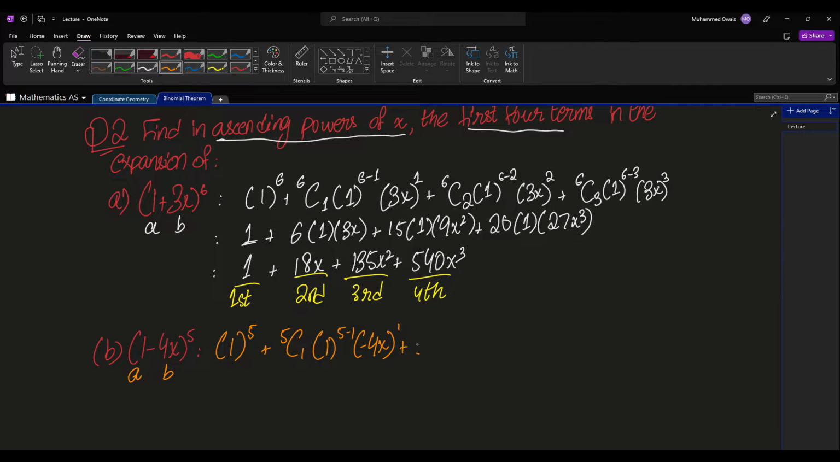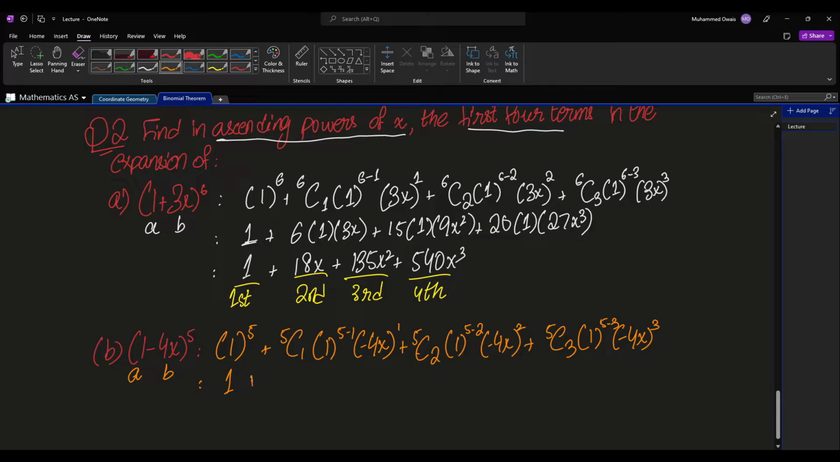Plus 5C2 into 1 to the power 5 minus 2 and then minus 4x to the power 2, right? Minus 4x will have a power of 2. Why? Because b always has a power of r, here 2. And then lastly 5C3, a is 1, so 5 minus 3, and b is minus 4x. So now it has a power of 3, cube. So let us resolve this.